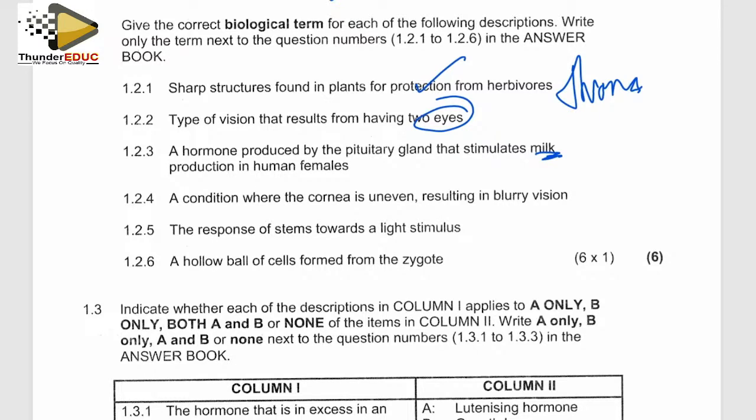They're saying a condition where the cornea is uneven. Yesterday I was even highlighting this uneven distribution of the cornea. We say that it is astigmatism.